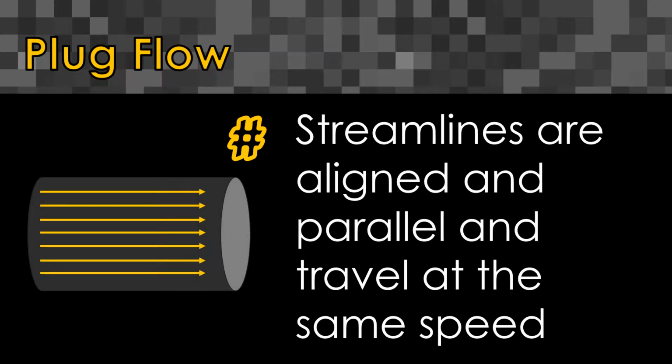Plug flow is a subset of laminar flow, so it means that the streamlines are parallel, but it also means that they travel at the same speed. Plug flow can be seen in larger vessels like the ascending aorta and at the beginning of branches like the carotid arteries. Finding plug flow at the beginning of a vessel is very common, and it's because the blood has not had enough friction to slow down any of the layers.